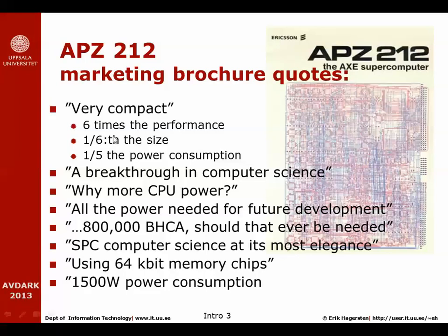And then you can see some quotes here like 800,000 busy hour call attempts, should that ever be needed. So this is how we measure the performance of this machine, and we just could not imagine yet that you would ever need anything that was faster than this. But of course, we know that since 30 years back, performance has improved steadily. This CPU was running at 5 megahertz, and right now CPUs probably run at about 1,000 times higher clock speed.